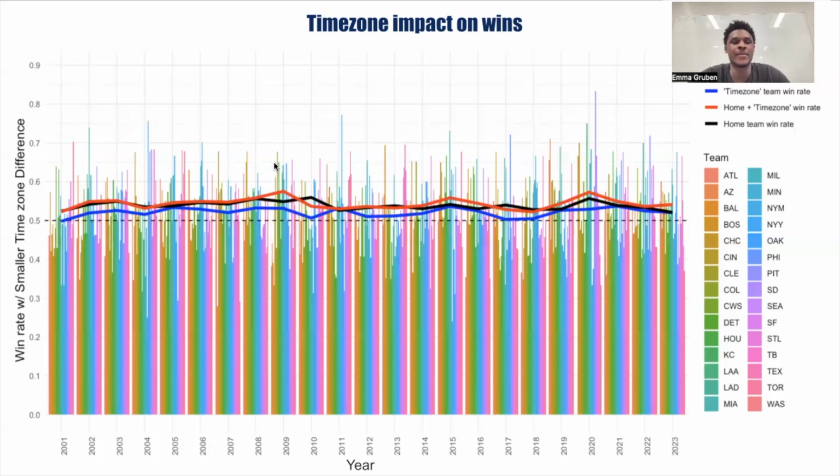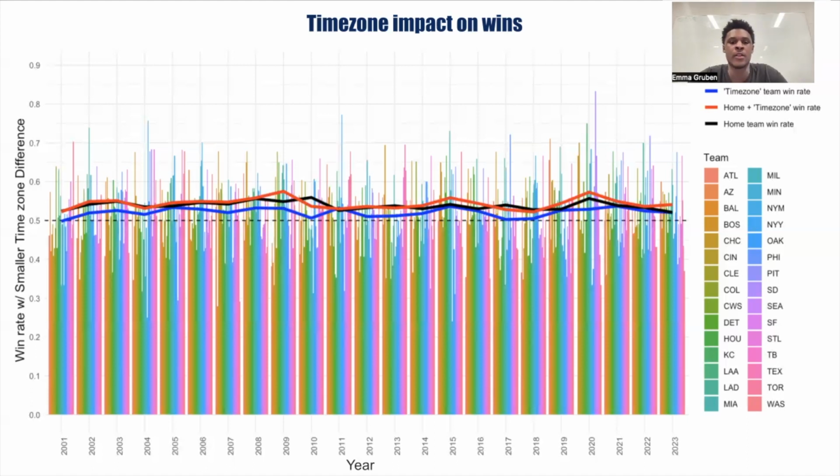Now for a quick look at how time zone impacts wins. A bar graph here with 3 separate line graphs overlaid on top. Each individual bar represents a team's win rate with a time zone advantage, where the time zone advantage simply means that they had a smaller time zone difference in that current game than their opposing team. As we can see, the blue line represents the time zone advantage for each team. The black line represents a hometown advantage, while the red line represents having both the home and time zone advantage.